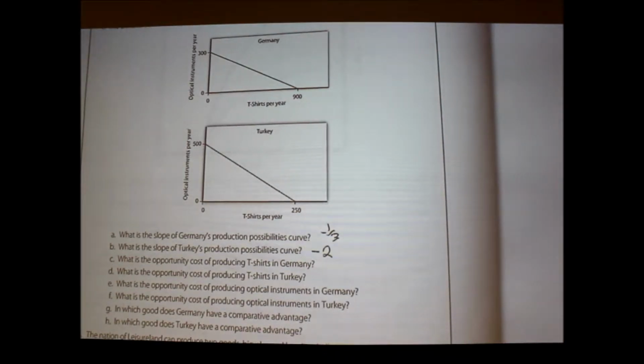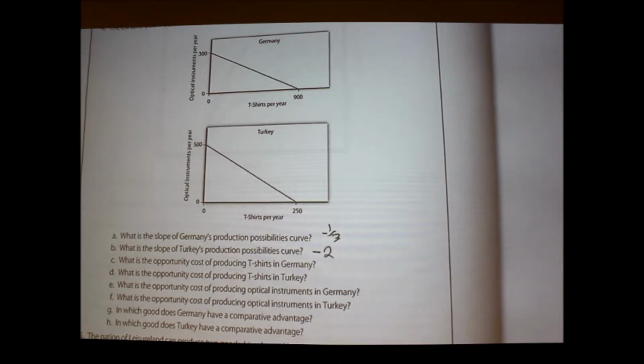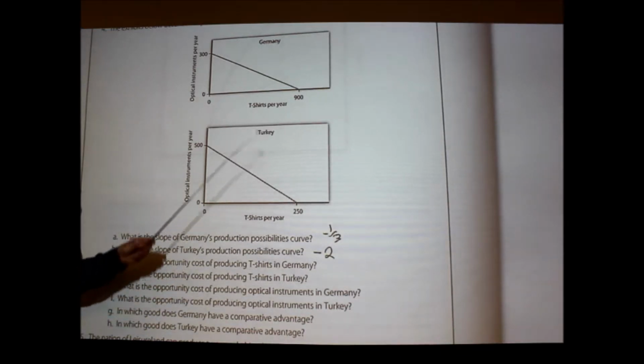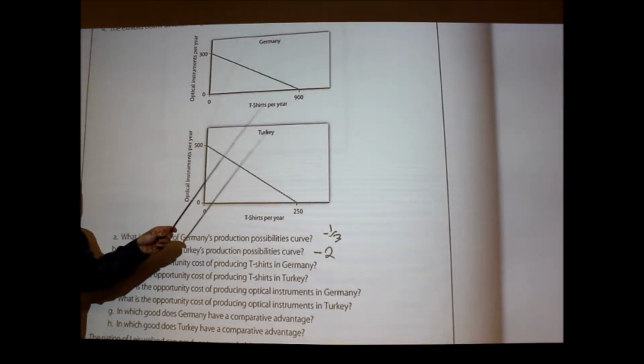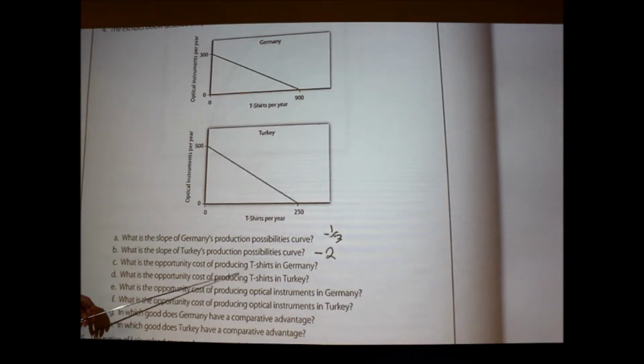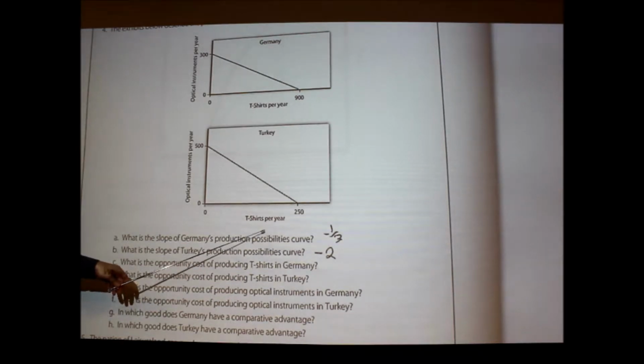What is the opportunity cost of producing t-shirts in Germany? It turns out that the slope of the line is the opportunity cost of the good on the x-axis. So if you can remember that, then you will know that the opportunity cost of producing t-shirts in Germany is negative 1/3, and in Turkey it's negative 2. However, we should say negative 1/3 what? Because if you say negative 1/3, it doesn't indicate whether it's dollars or apples or what.